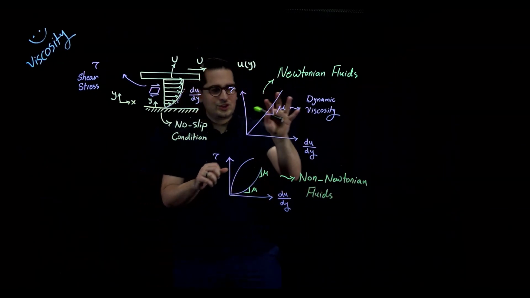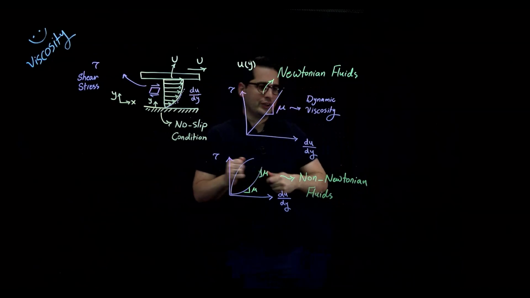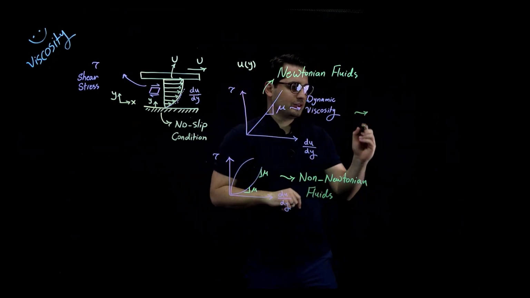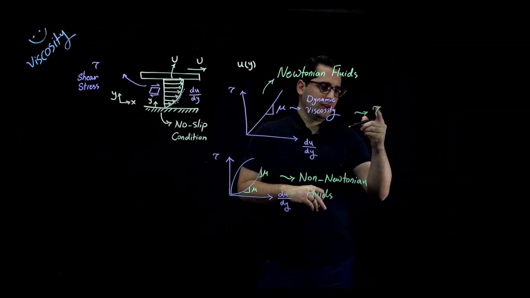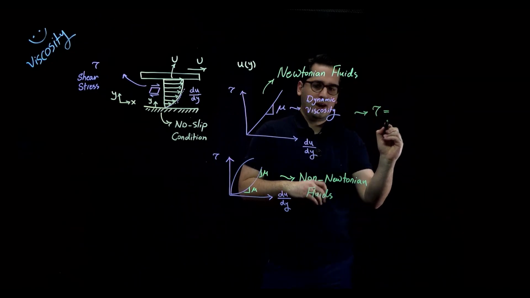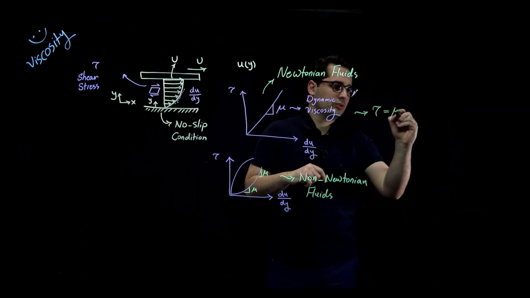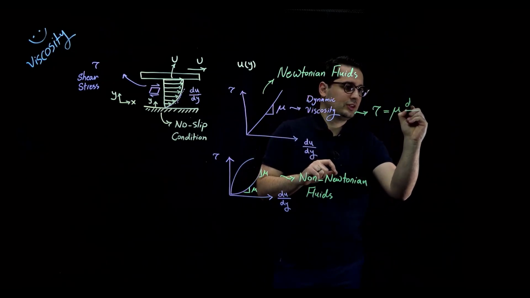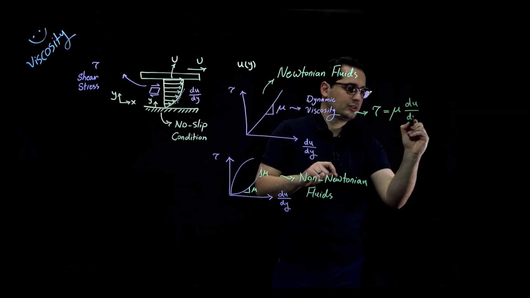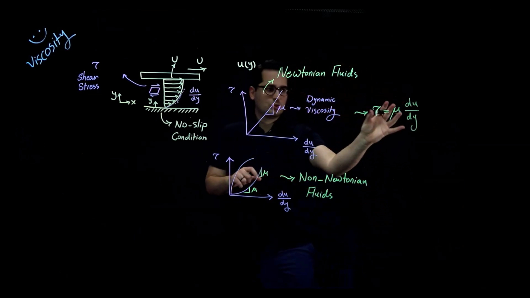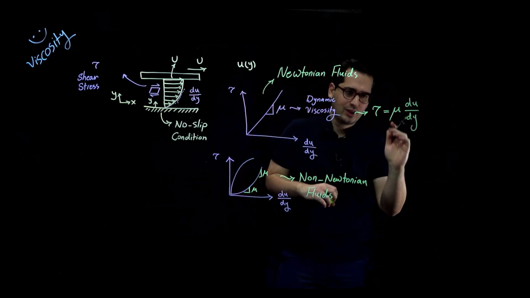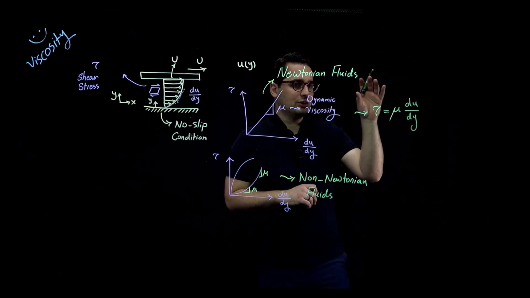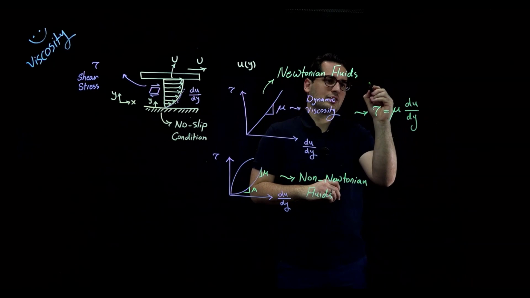So for Newtonian fluids, we can write the equation of this line. In this equation, y is shear stress, our slope is mu, or dynamic viscosity, and x over here is du over dy. And this is the equation that describes viscosity, and we call this equation Newton's law of viscosity.